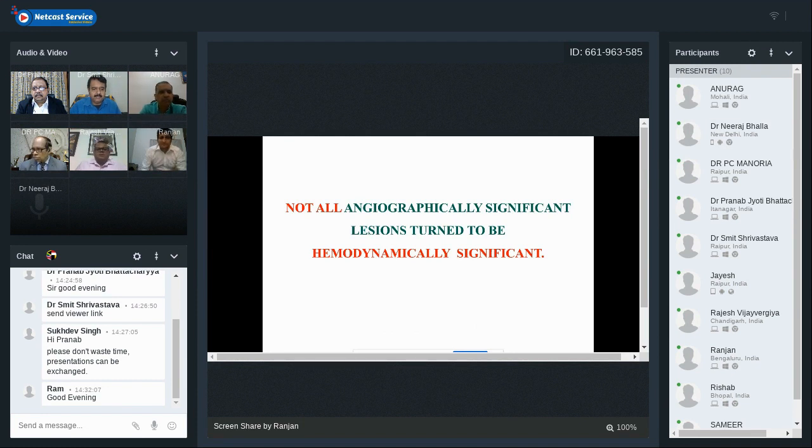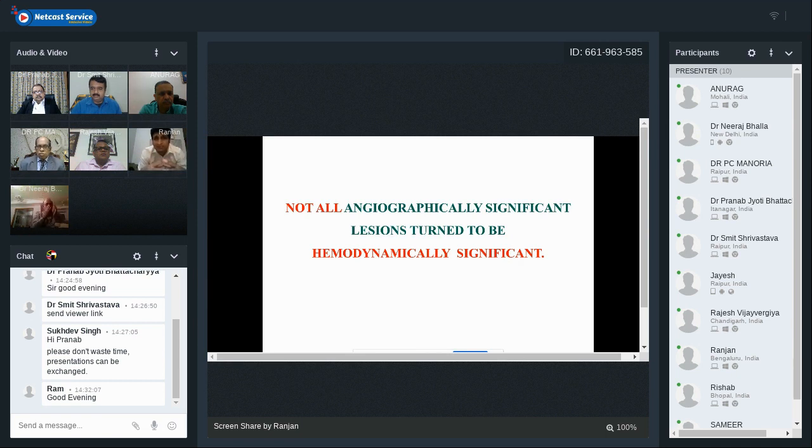Okay. Thank you. So we know that whatever looks significant in angio may not actually be significant. And the other way is also possible, especially when you are dealing with arteries like LAD. What we feel is 50-60% could actually be more significant, because when we look at angio, we only look at relative stenosis. We look at the normal segment. We look at the block.